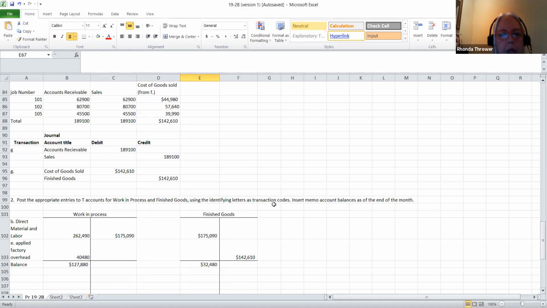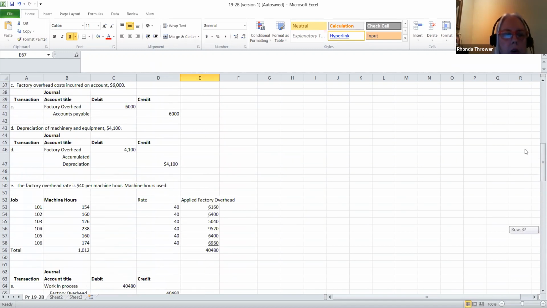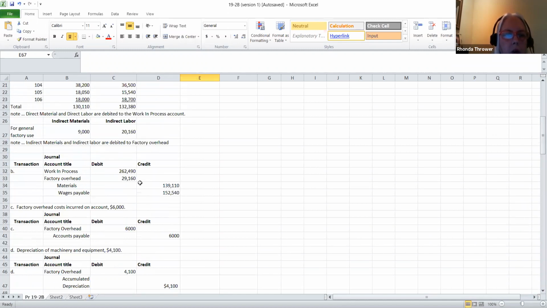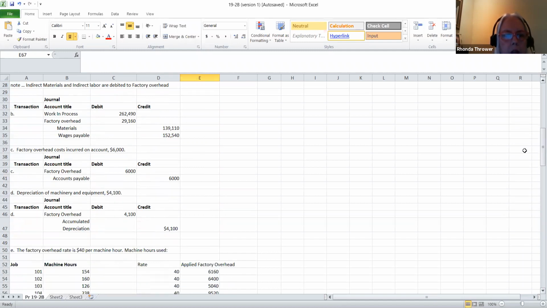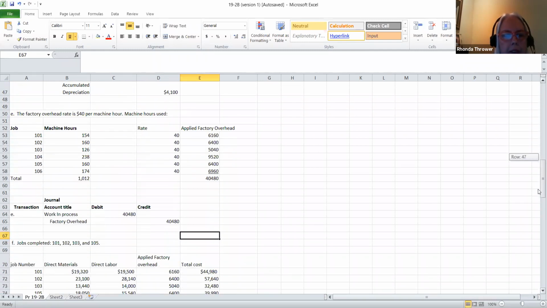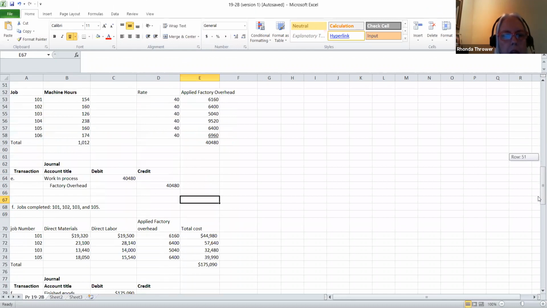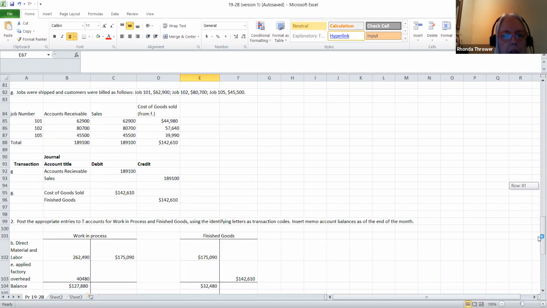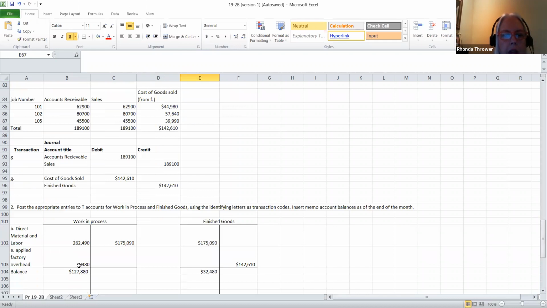So from transaction B, we debited the work in process account. And so all we're doing is posting to this account. So we started here. Here was the debit to work in process. We put that in the T account. Looking at our T accounts as we move forward, the next thing that we did is we debited our work in process for $40,480. So that came from transaction E.